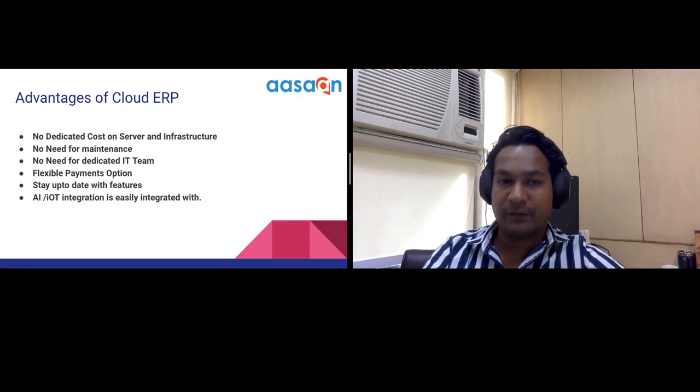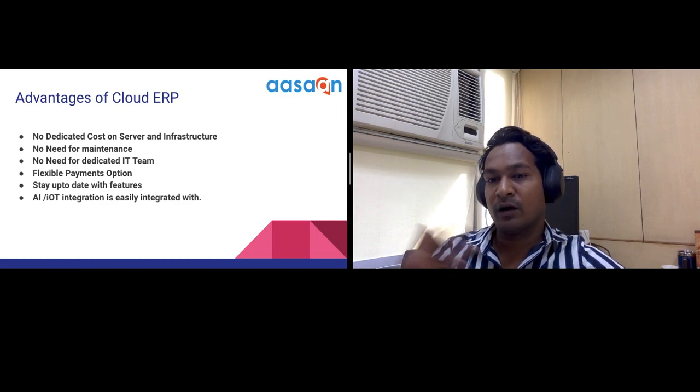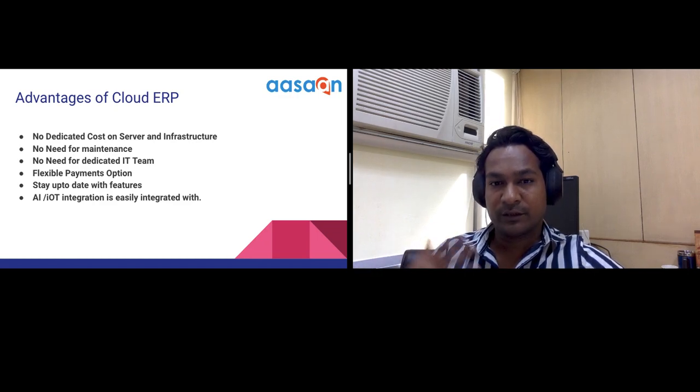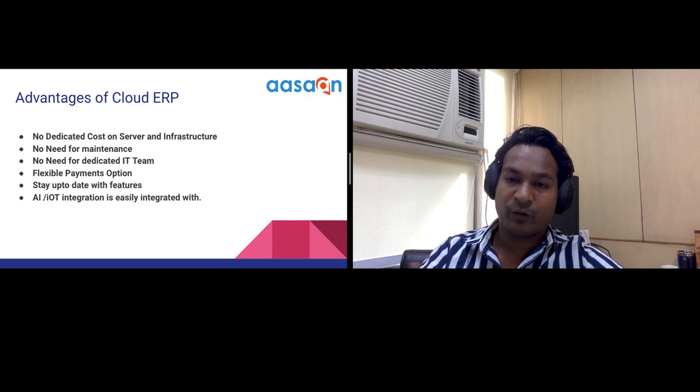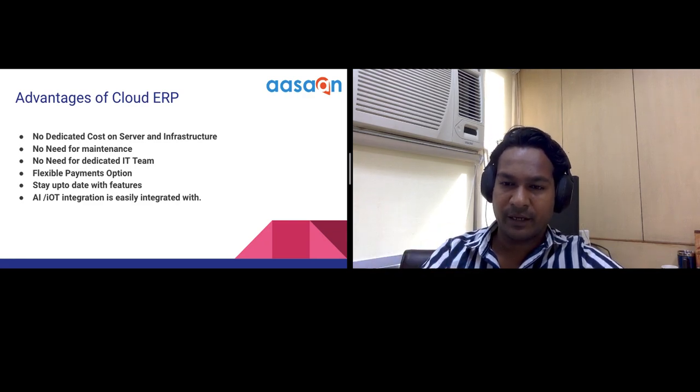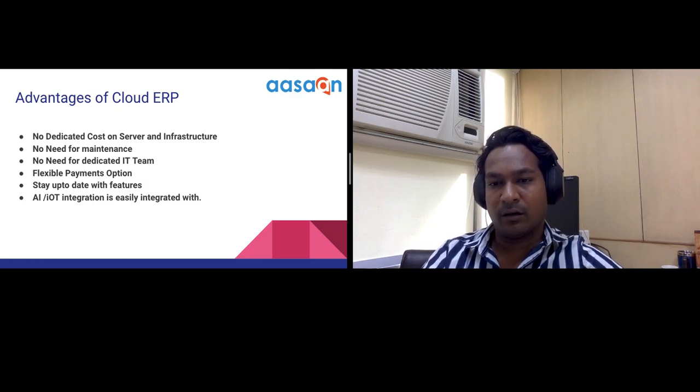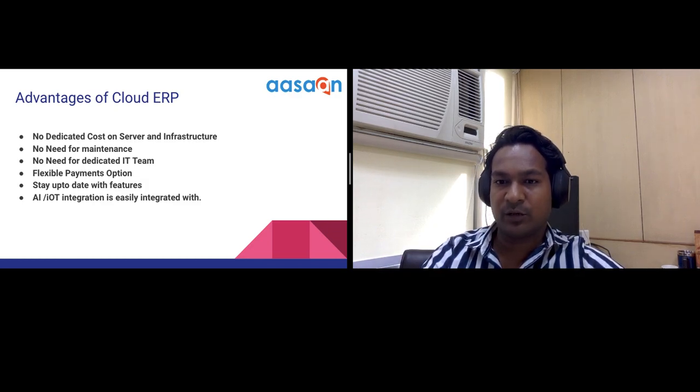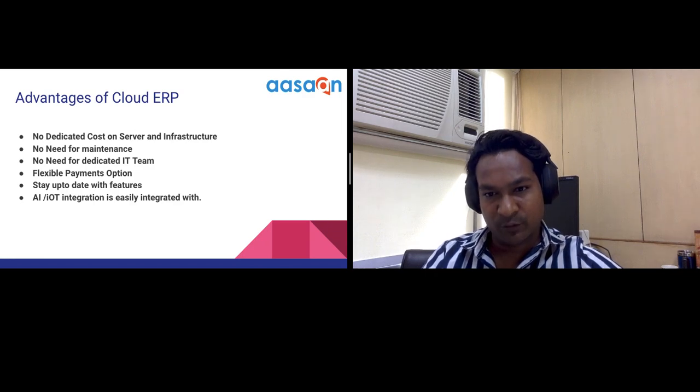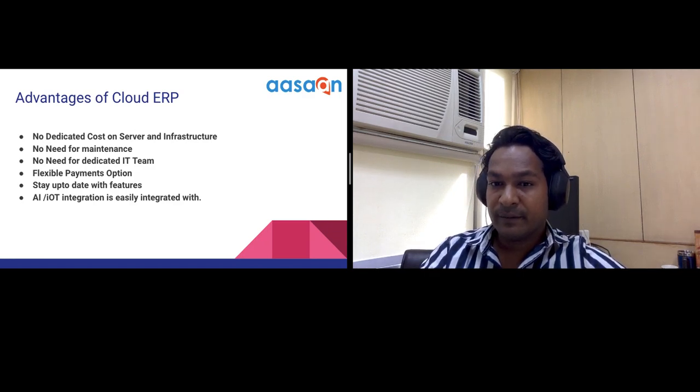Now, stay up to date with the features. That is also a good thing about Cloud ERP, because when you are on Cloud ERP, whatever new features come into the picture as the world changes, new things will keep coming. For example, AI is now trending, IoT is trending, many things are coming in. All these things are automatically being captured into the Cloud ERP, which will be offered to you as well. So this is a good thing in that regard.